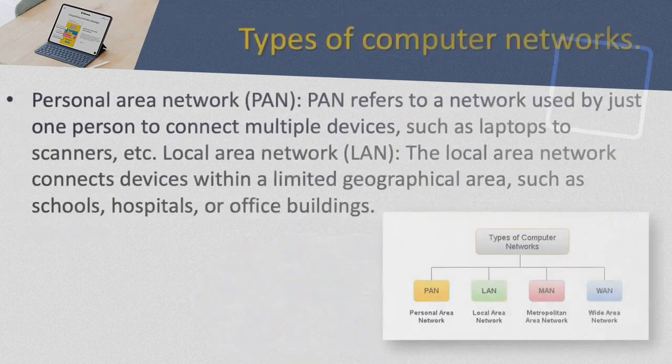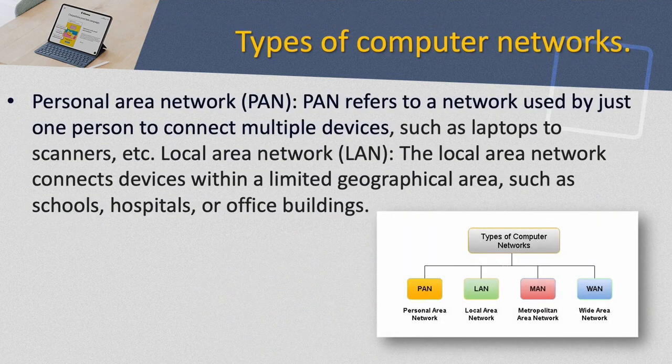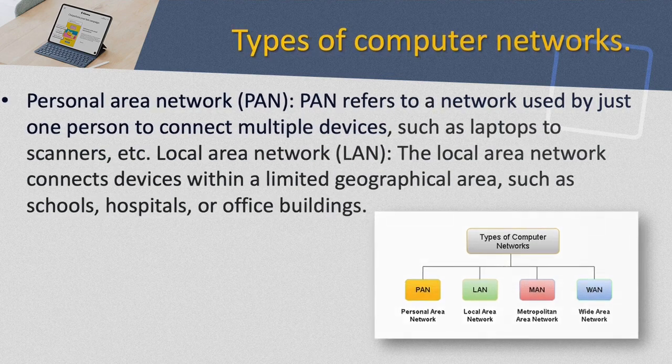Personal Area Network, PAN, refers to a network used by just one person to connect multiple devices, such as laptops to scanners, etc. Local Area Network, LAN. The local area network connects devices within a limited geographical area, such as schools, hospitals, or office buildings.